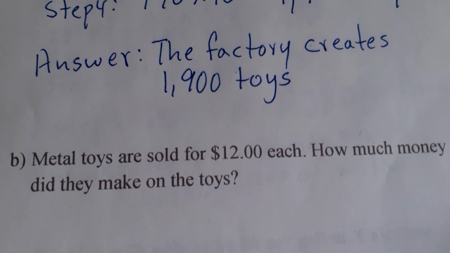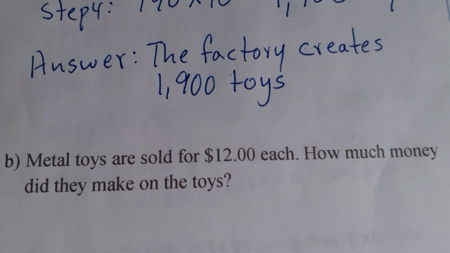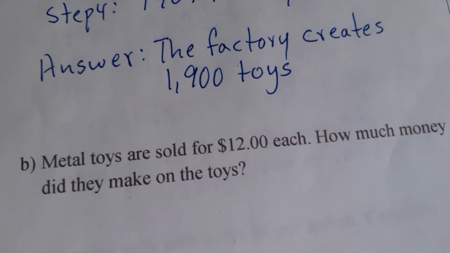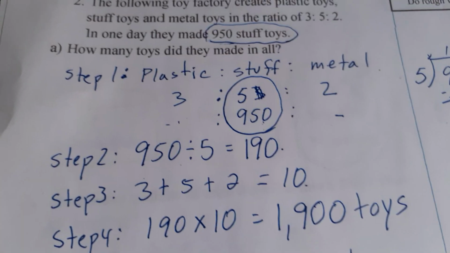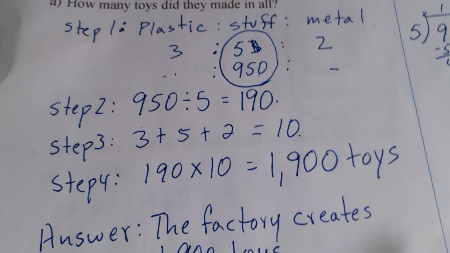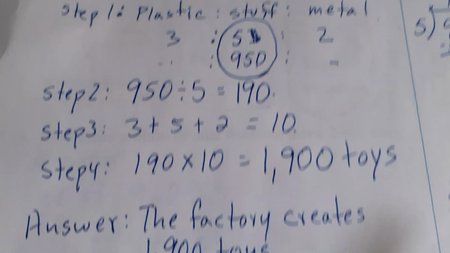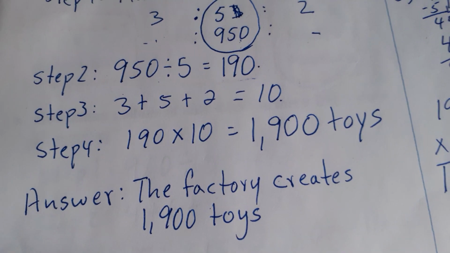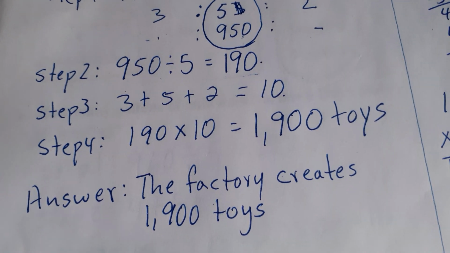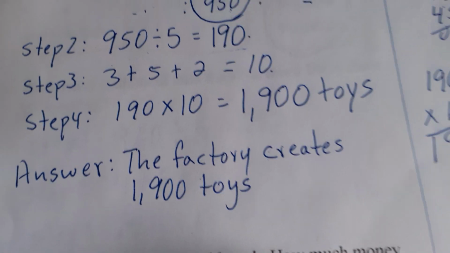Okay? Now let's look at part B of our second problem. It says metal toys are sold for $12 each. How much money did they make on the toys? That means metal toys, right? Now, let's look at our ratio. Do they give us metal toys? No. So we need to find that. How do we find that? By taking the rate. Alright? 190 is the rate. So we multiply that by 2. 2 is the ratio for metal toys.